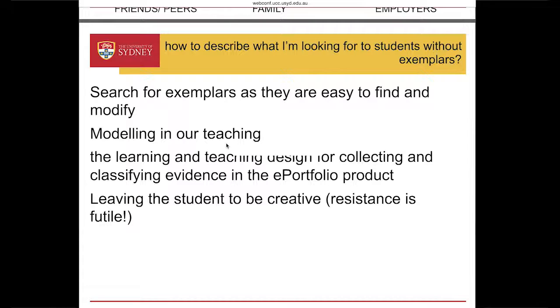I'm hoping that my exemplar is not bad. I'm sure it's wonderful. That's right. It's got to get a high distinction. Thank you, yes, especially when I'm marking it.